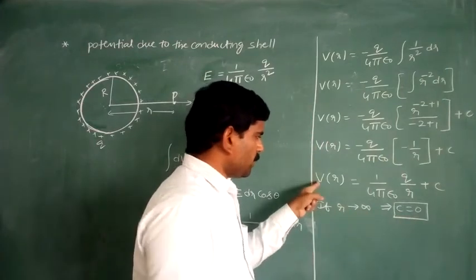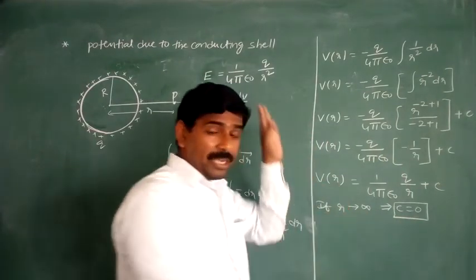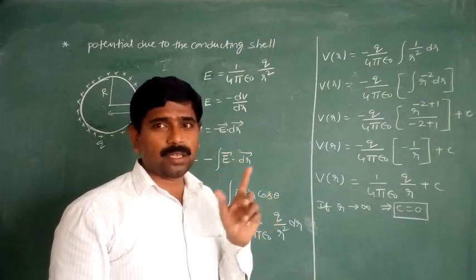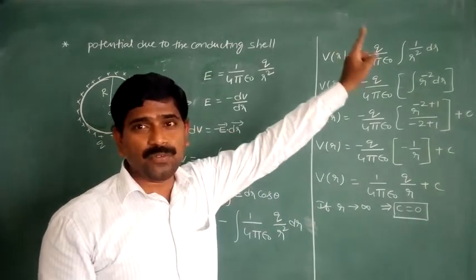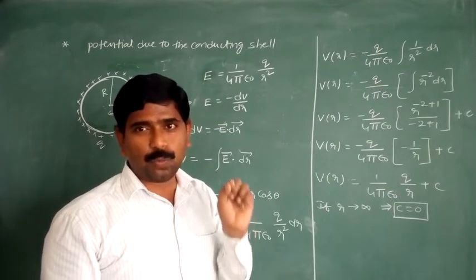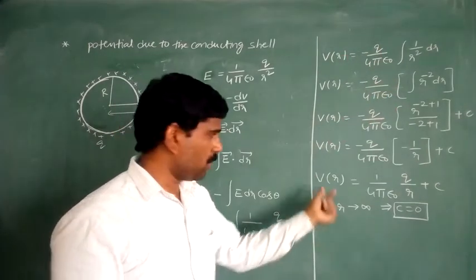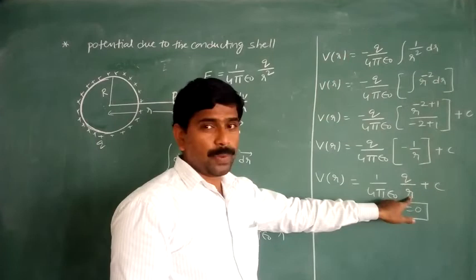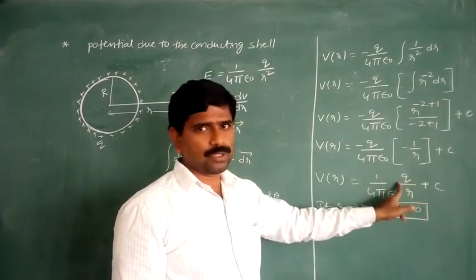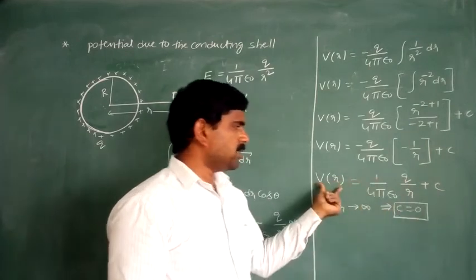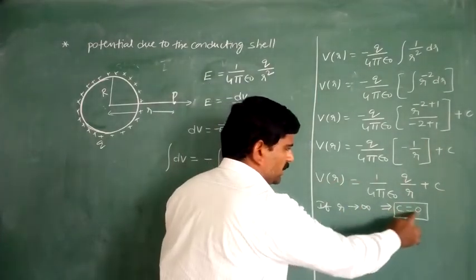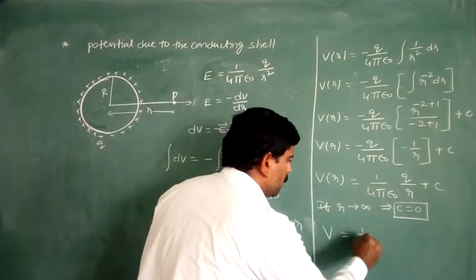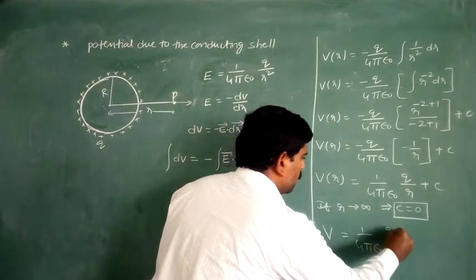Why? Because if you observe here, V of infinity, potential at infinity, as in the case of the electric potential due to a point charge, we consider electric potential at infinity distance to be 0. Assume potential at infinity distance is equal to 0. Therefore V of infinity is equal to 0, and q by infinity, this whole term, also becomes 0. 0 plus c is equal to 0, so c is equal to 0. Therefore potential outside of this shell is equal to 1 by 4 pi epsilon naught into q by r.